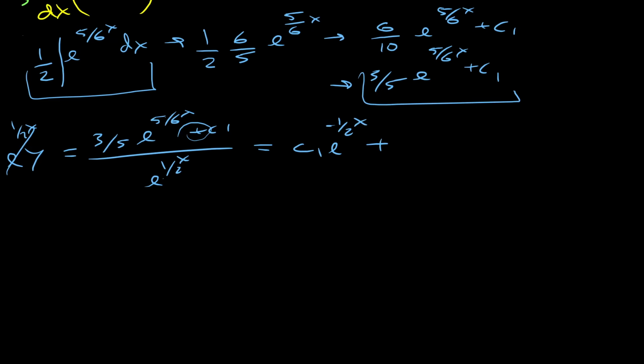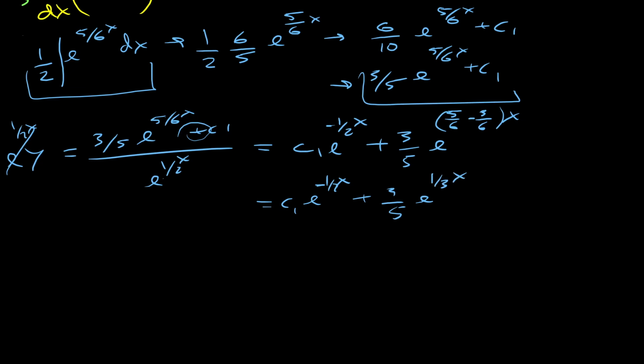And because this one is 6 and this is 2, all we do here is 3/5, and then e, same base, 5/6 minus, what's this? It's 3, so it's 3/6. So 3 divided by 6 x. So the final solution is c1 e^(minus 1/2 x), and then 3/5, and then all you have to do is solve the exponent. So it's 5 minus 3, it's 2/6, and 2/6 is the same thing as 1/3 x. So this is your solution.